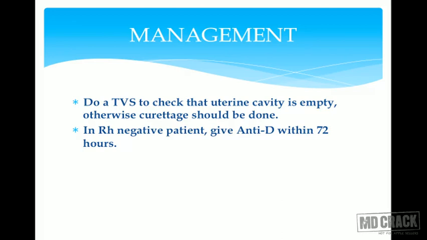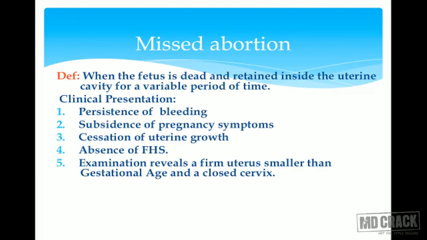If the patient is Rh negative, in all abortions, it's better to give her anti-D within 72 hours to avoid isoimmunization. Missed abortion. When the fetus is dead inside the uterus, but still retained in the uterine cavity for a variable period of time, we call it missed abortion.